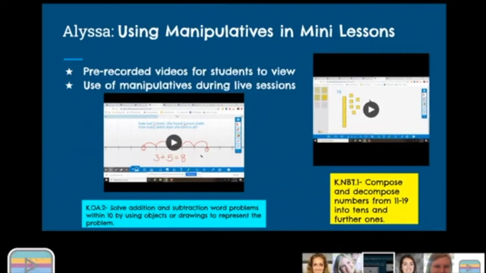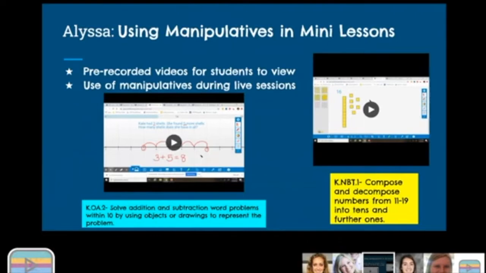So displayed on the slide are 2 pre-recorded lessons using the virtual manipulatives that I created for my students. The lesson on the left is using the number line tool to solve addition and subtraction word problems. And the other on the right is composing and decomposing teen numbers into tens and further ones using the number pieces tool. I chose to use Screencastify to record all of my mini lessons, and then I link them on a choice board for my students to view.